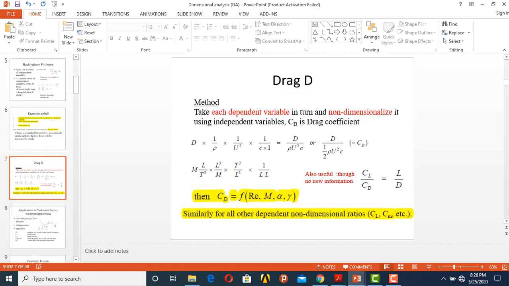Let's look at the example of the drag. The drag is related to other variables, whereby using Buckingham pi theory, you can come up with a relationship of drag to these basic elements like density, the free stream velocity, as well as the chord. So for the drag, it is related to these basic elements using this relationship.